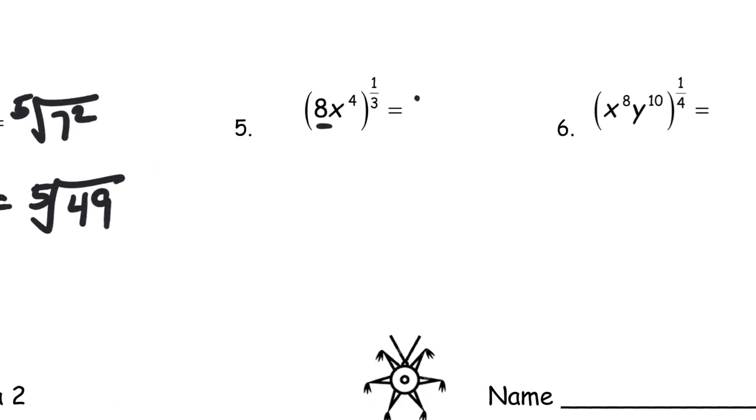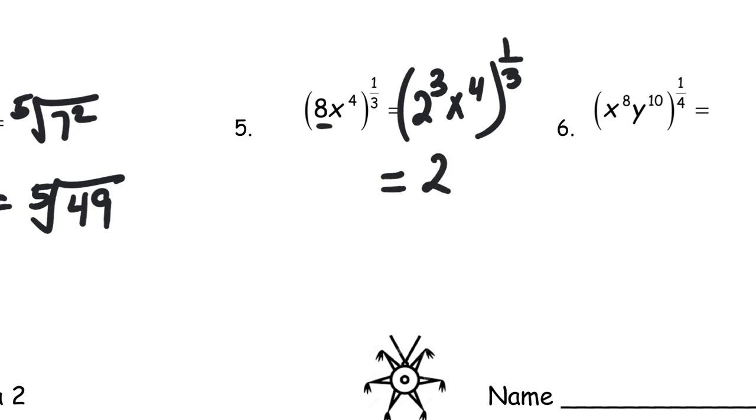When you look at this, this is 2 cubed x to the 4th, all raised to the 1/3. So what's going to happen when I do that power to the power and I have 2 cubed to the 1/3? When I have 2 cubed to the 1/3, it'll just be 2 because 3 times 1/3 is 1. Now you're going to have x to the 4/3, correct?